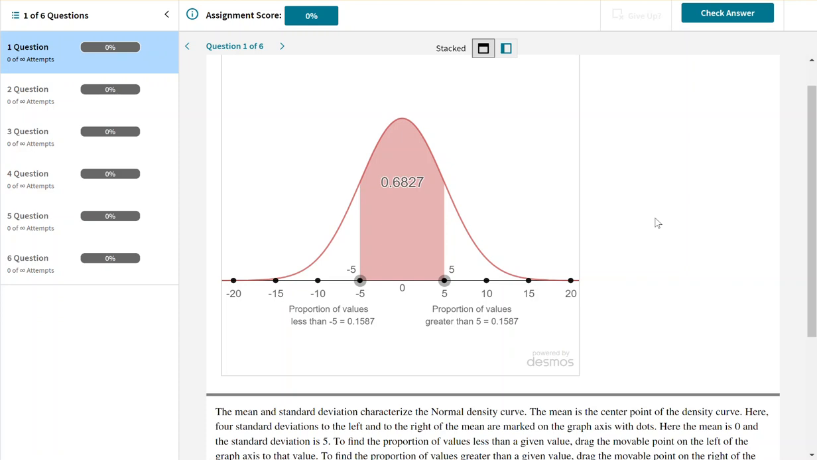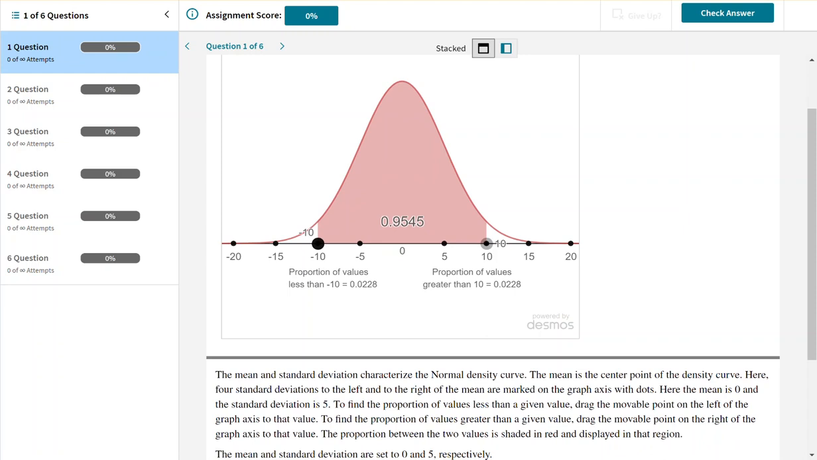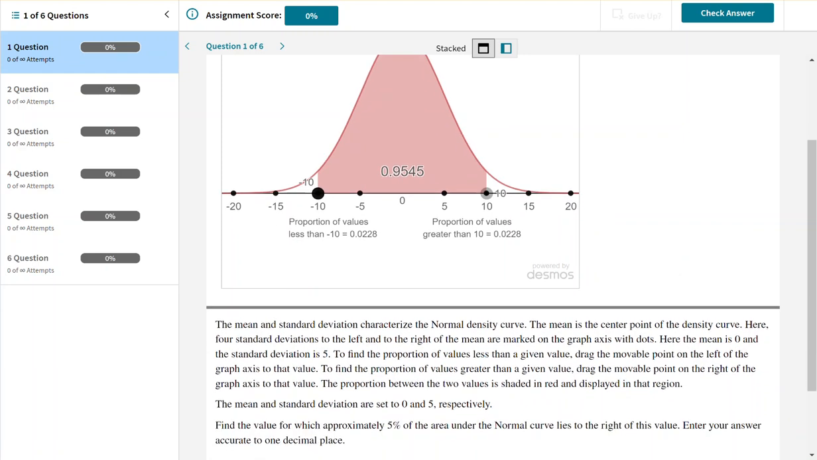We've talked about how the 68, 95, 99.7 rule works, that you'd expect to see 68% in there. Now what you can do with this applet is move things around and drag the values. If I go as close as I can get to 10 on this side and 10 on that side, I've got roughly 95% within that 2 standard deviation range. The standard deviation is set at 5 right now. These questions are going to ask you to play around with these endpoints and try to read off the values it asks for.